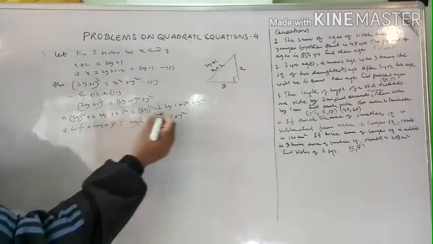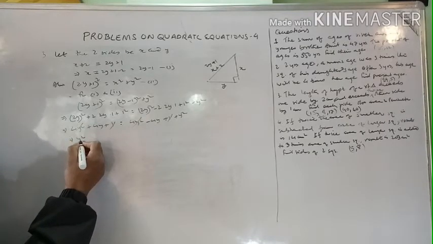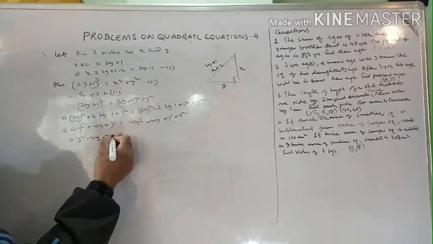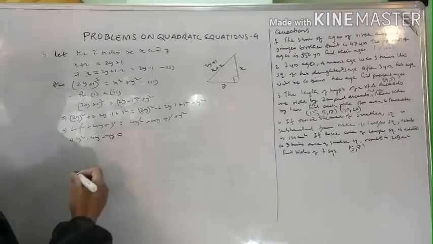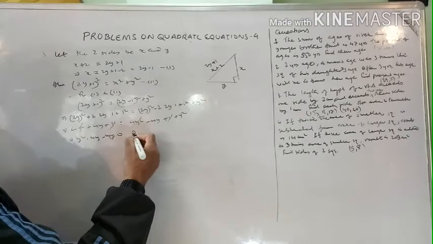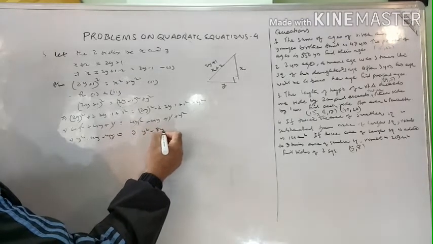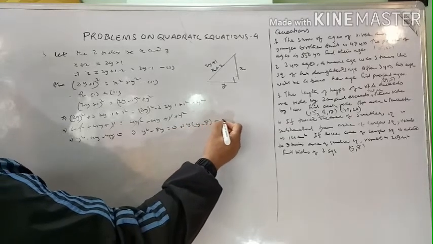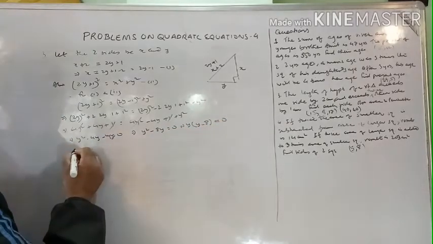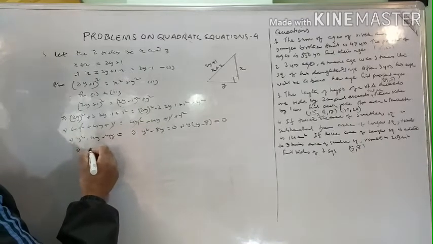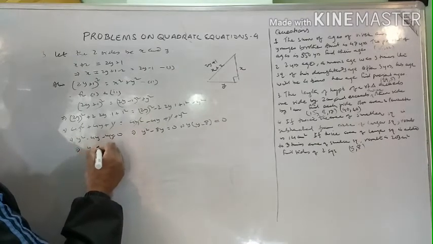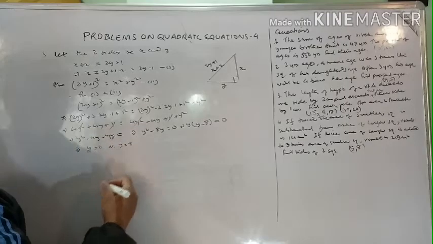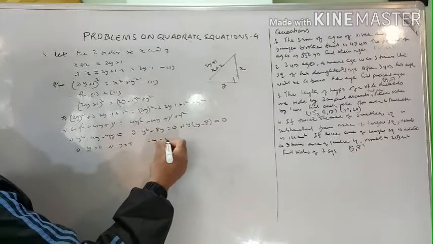So if you take to the other side, you get y square minus 4y equal to 0. There is no constant term left here. So this will give you y square minus 8y equal to 0. If you take y common, y minus 8 equal to 0. So this implies y equal to 0, or y equal to 8.